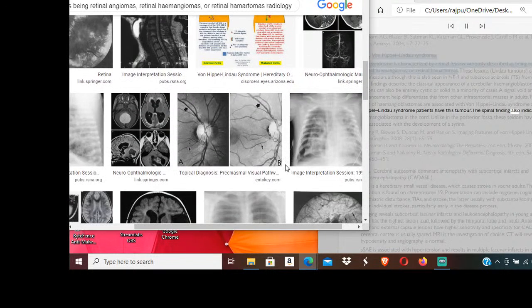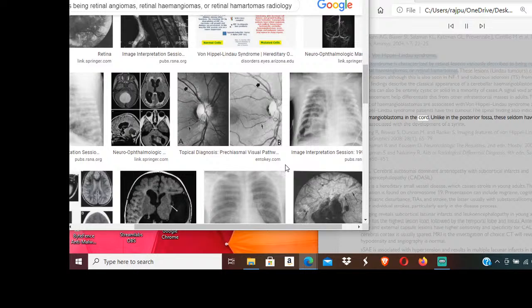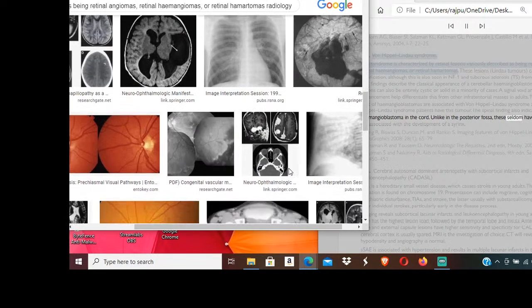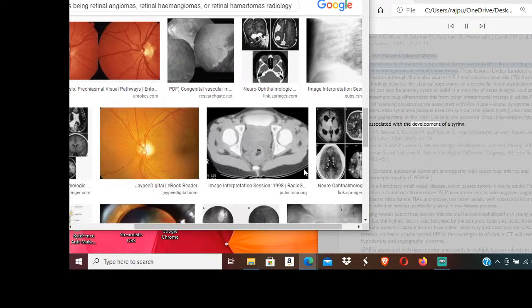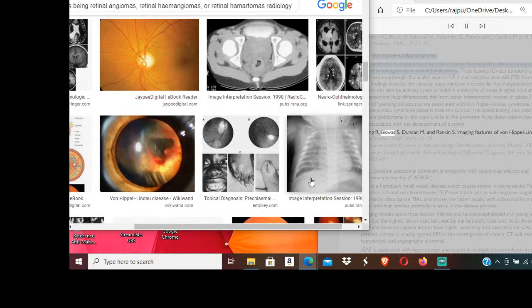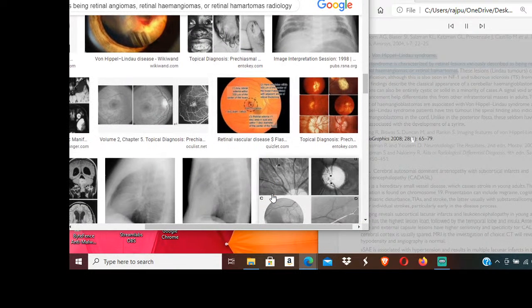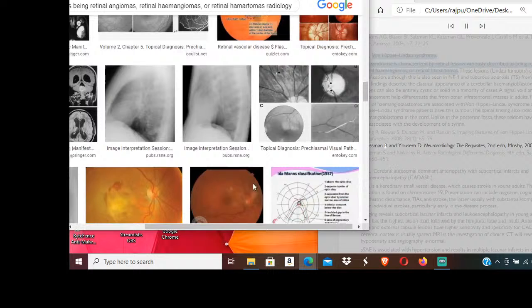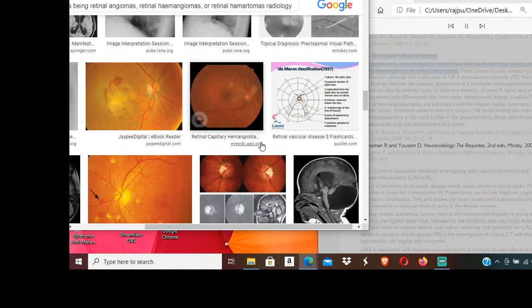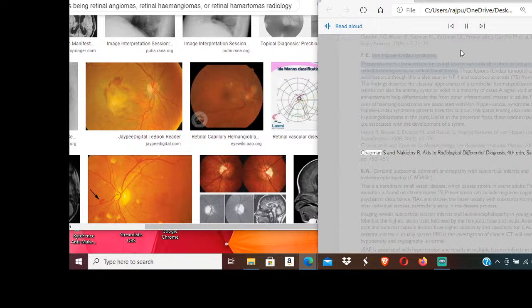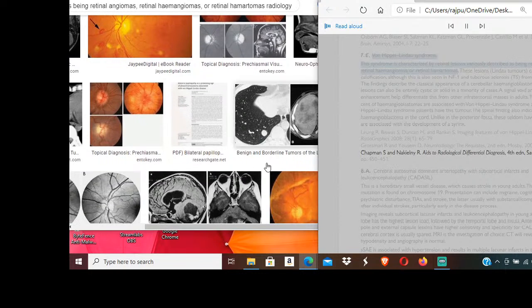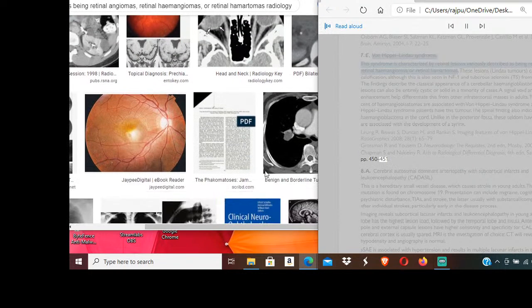The spinal finding also indicates a further hemangioblastoma in the cord. Unlike in the posterior fossa, these seldom have cystic components, but are associated with the development of a syrinx. Lung R, Biswas S, Duncan M, and Rankin S, Imaging Features of von Hippel-Lindau Disease. Radiographics 2008, 28, 165-79. Grossman R and Yousem D, Neuroradiology, The Requisites, 2nd ed., Mosby, 2003, pages 456-457. Chapman S and Nakielny R, Aids to Radiological Differential Diagnosis, 4th ed., Saunders, 2003, pages 450-451.